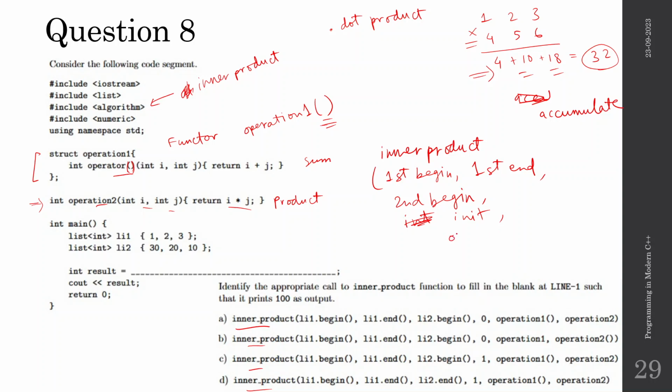And then we have the two operations, op1 and op2. As I showed, there are two operations involved: a multiplication and an addition. Those two operations you can specify as op1 and op2. So this is the function signature. Now the inner product's formula is this.